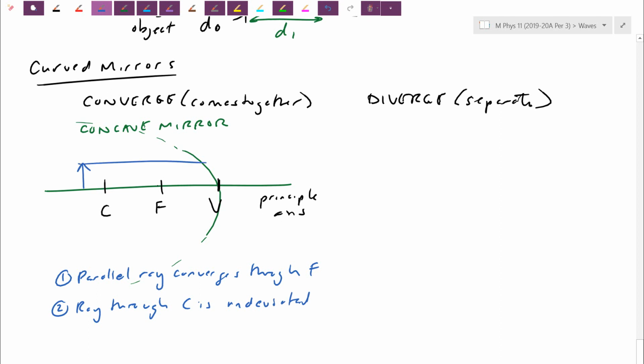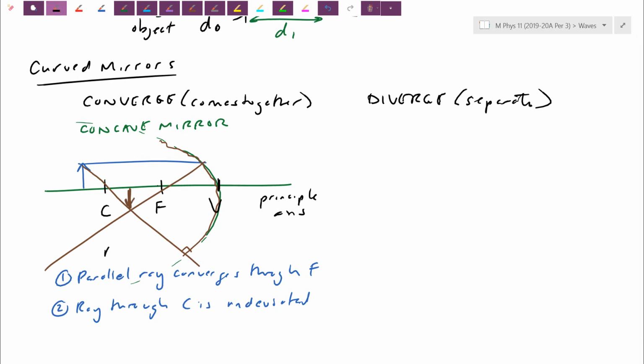A parallel ray with the principal axis, because this is a converging mirror. The light ray bounces off the shininess of the surface. It can't get through this mirror. It ends up bouncing back this way. And then the one that goes through the center of curvature is going to hit the normal straight on, 0 degrees on, 0 degrees off. It's just going to come straight back. Where these rays intersect is where your image is.